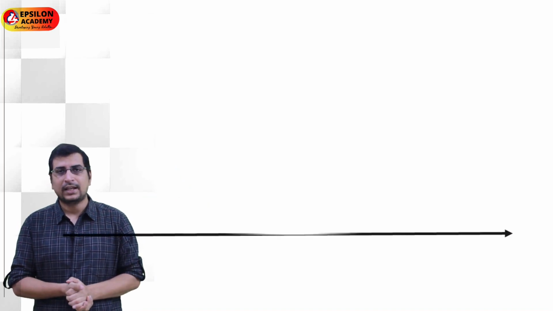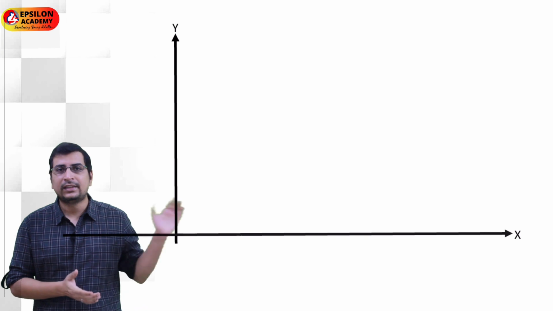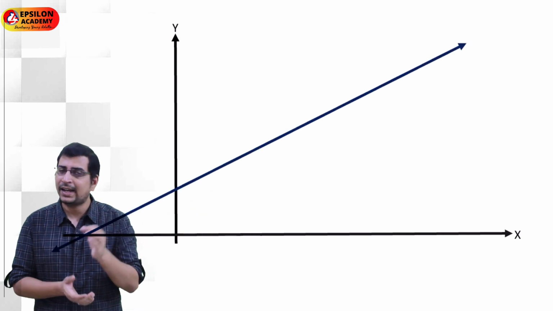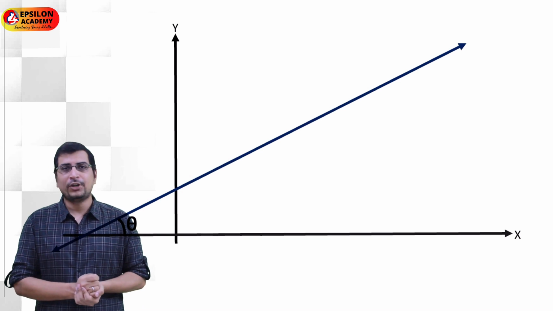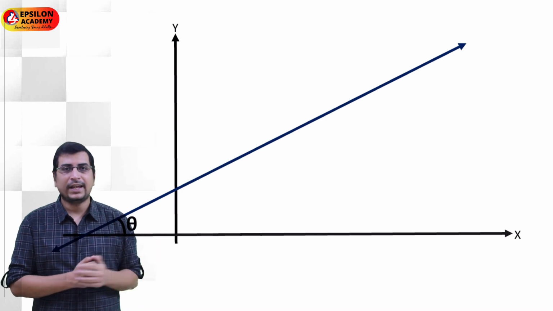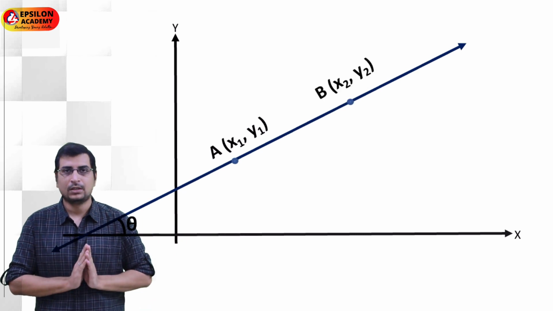So, having all these points in mind, let's apply this in the coordinate geometry and derive a formula for it. Now, suppose I consider the x-axis and the y-axis and I take a line which is making an angle theta with the x-axis in the anti-clockwise direction. On this line, I am going to consider 2 points A (x1, y1) and B (x2, y2).